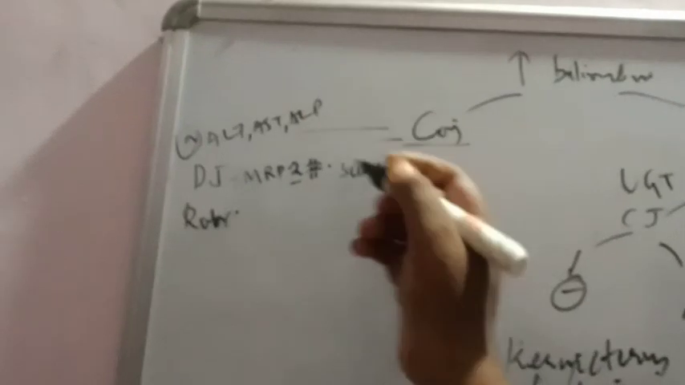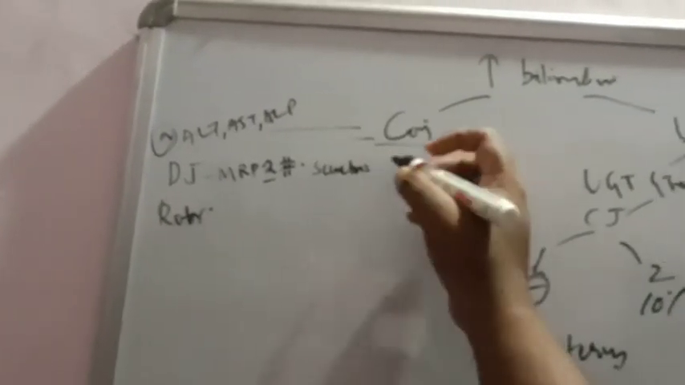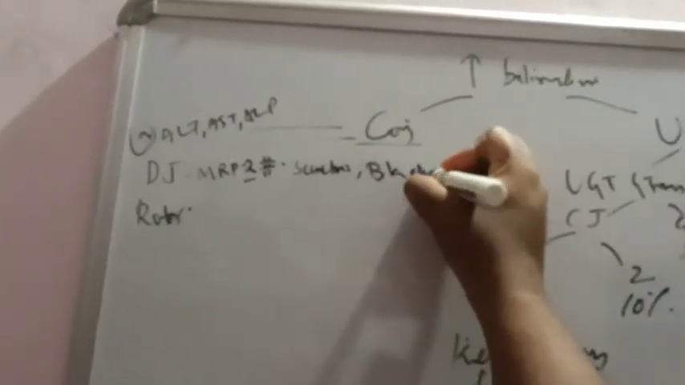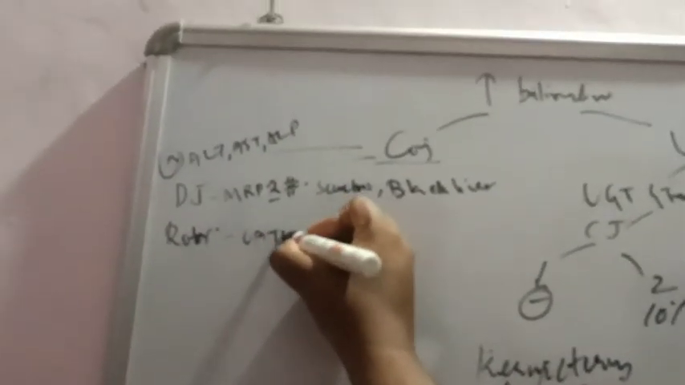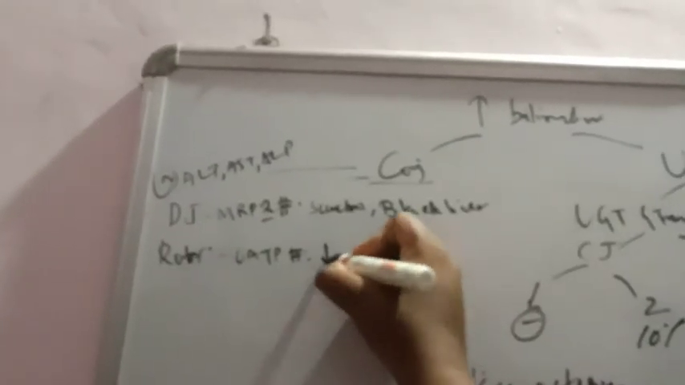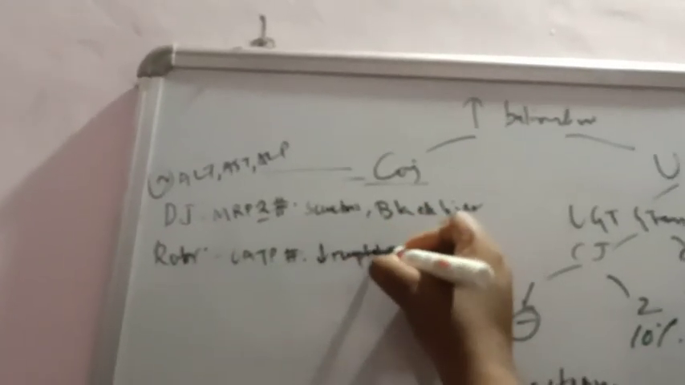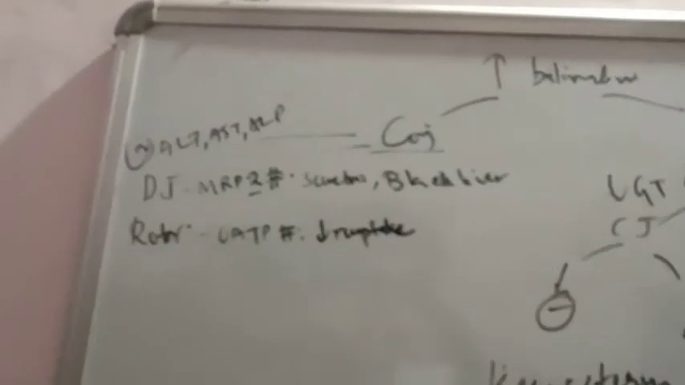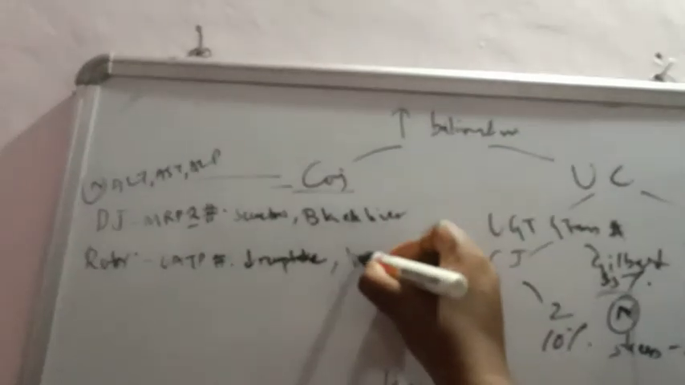And what is the catch point? How will you diagnose? They will give a hint of black liver. Why? Because in Rotor syndrome, the defect is in OATP, the organic anion transport protein. That will decrease the reuptake, and that will lead to conjugated hyperbilirubinemia. So here there is no problem with the liver. The liver is normal.